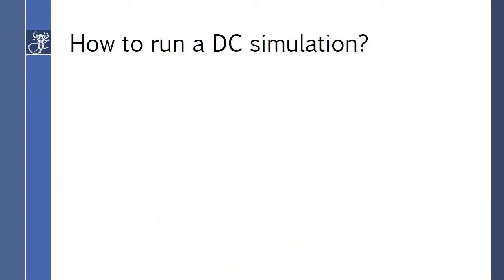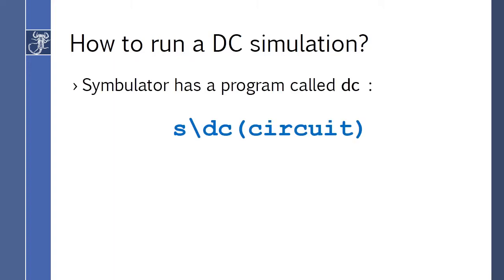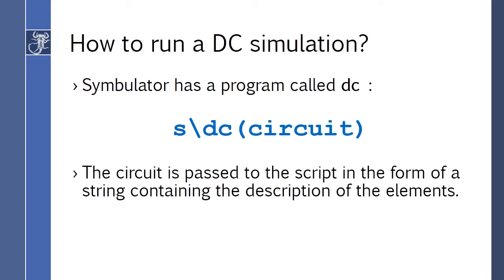To run a direct current simulation in Symbulator, we use the program called DC. And the way to invoke this program is by typing s/DC and then passing as argument a string, including the description of the circuit. Now, instead of the string, we can also pass a variable that contains the string description of the circuit.